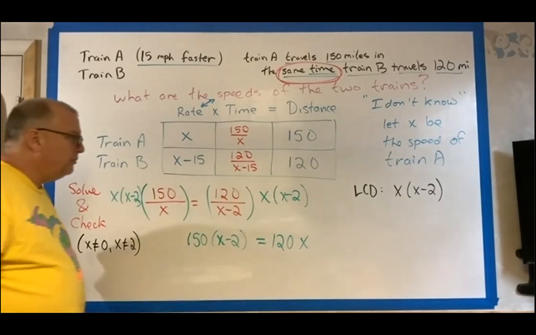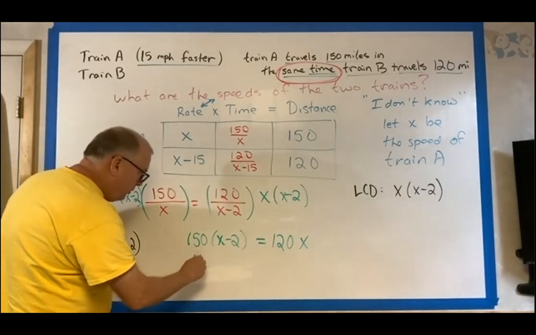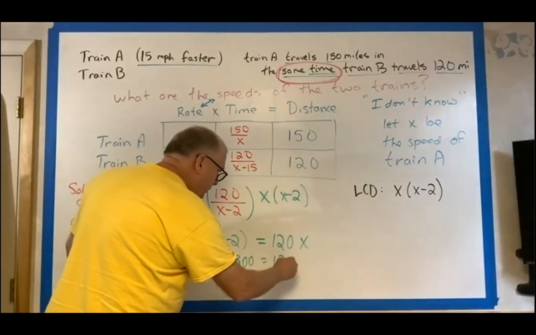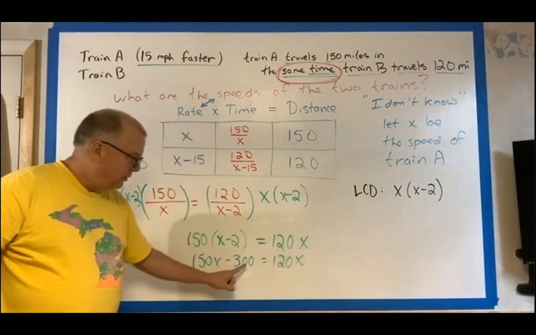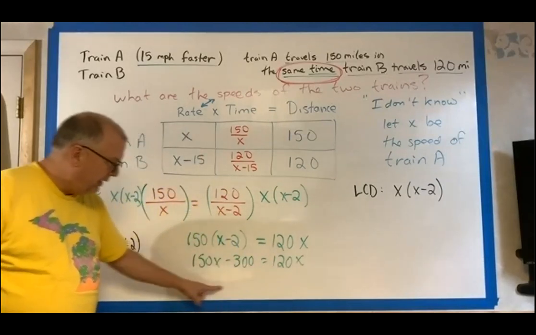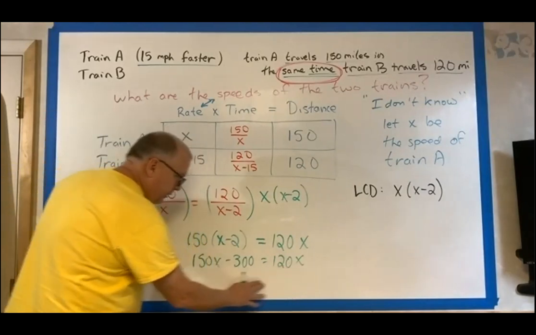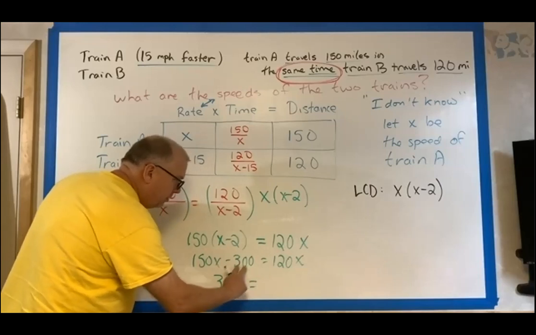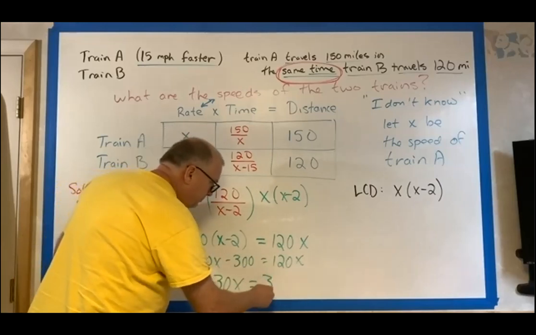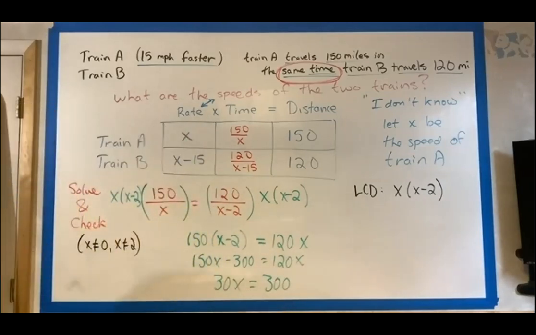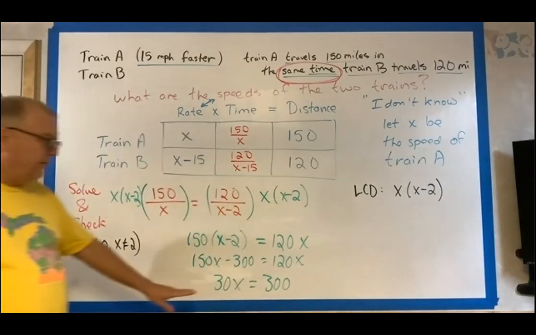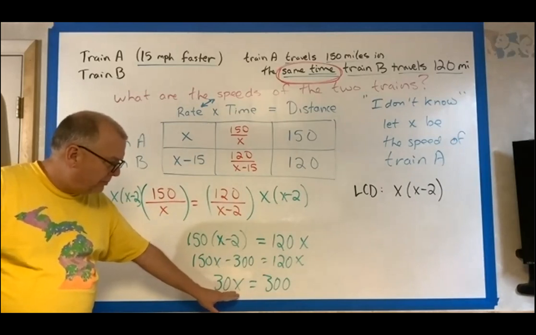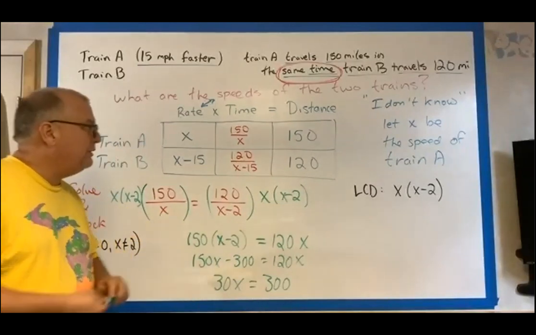That looks not so bad. 150 times X minus 300 is 120 times X. I could put the 300 on the right. I could put the 120X over here on the left. Subtract 120X, I get 30 X's. Add 300 to both sides. I get 300. And I can find out what X is very quickly. Divide by 30, or I could just see, oh, X must be 10. Divide by 30 on both sides, X must be 10.